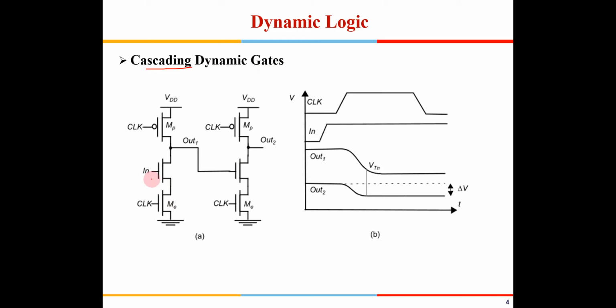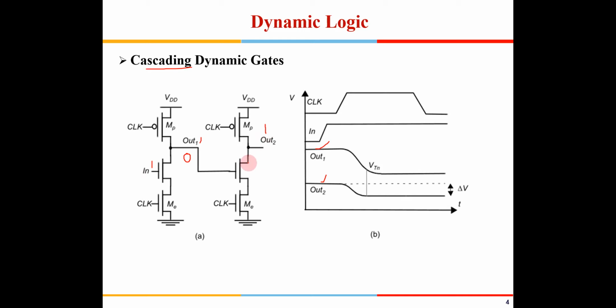Now suppose the input is 1 out here. When the clock is low, this node gets pre-charged to 1, so the output is pre-charged to 1. This output is also pre-charged to 1, right? Both of them are pre-charged to 1. Now suppose the clock is going high, so this gate is enabled, this gate is enabled. Since it is 1 here, this has to come to 0 and this has to go to 1, right? That should be the final case.